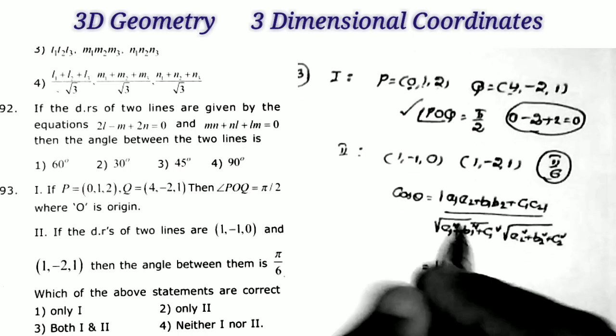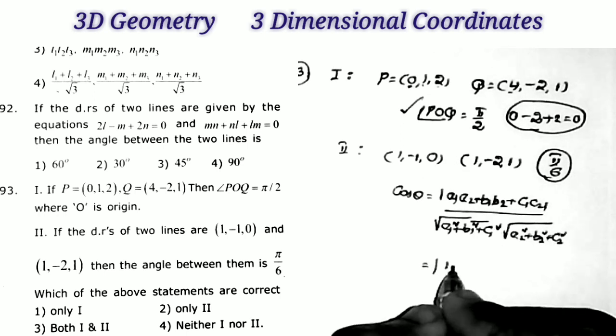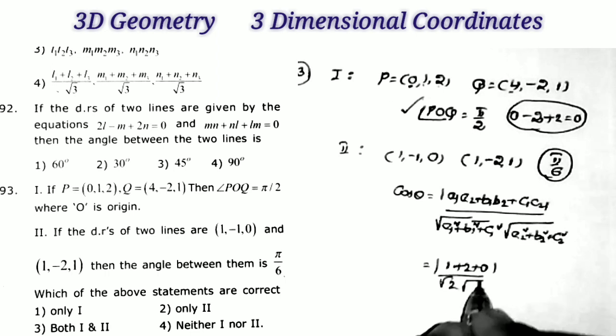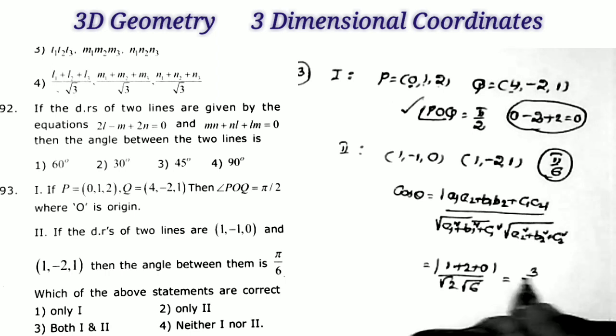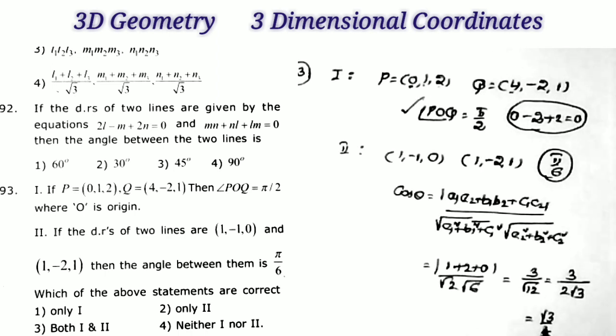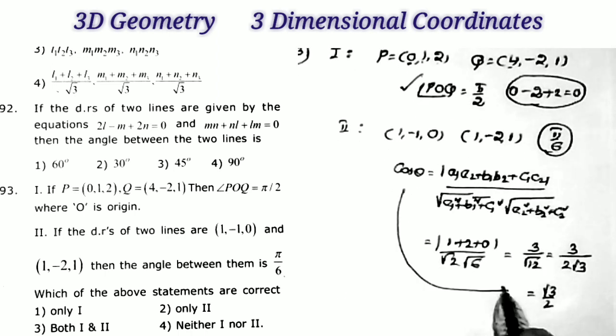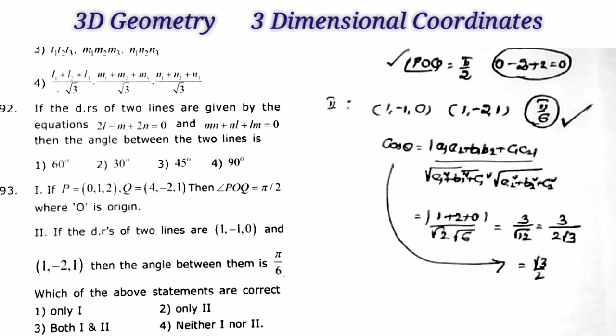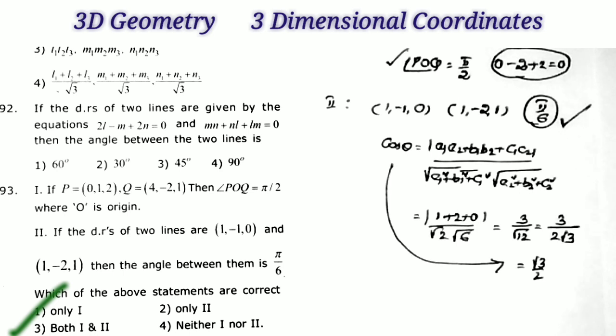Now what is this? 1 into 1, 1 plus 2 plus 0, by root 2 into root 6. That is 3 by root 12, that is equal to 3 by 2 root 3, that is equal to root 3 by 2. So cos theta is equal to root 3 by 2, which means the angle is equal to 30 degrees. That's all. This is also the correct statement. Therefore, both given statements are correct, so the answer is the third option.